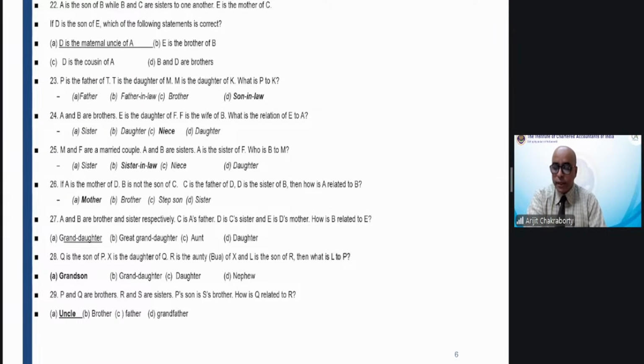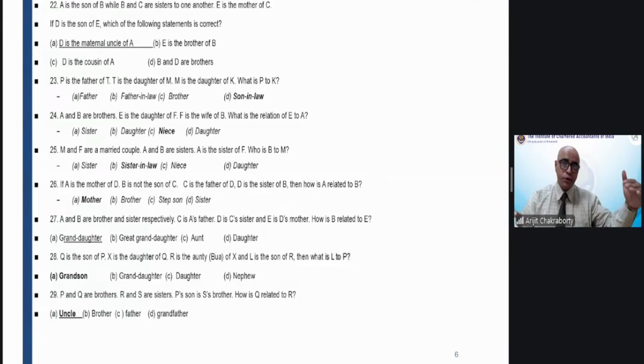So Q और R के बीच का संबंध क्या है? We can say R's sister is S and उसका brother जो है, that means sister's brother's parents' brother. If you see the entire chain from R to P, R and S are sisters. And P's son is the brother of S.